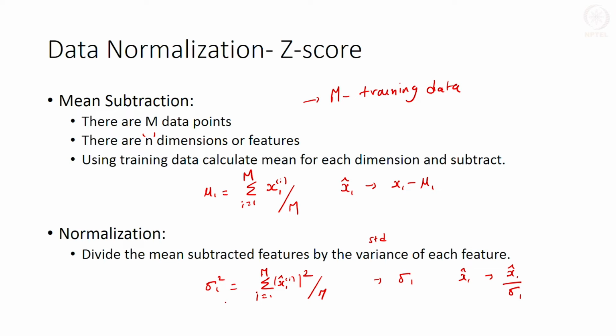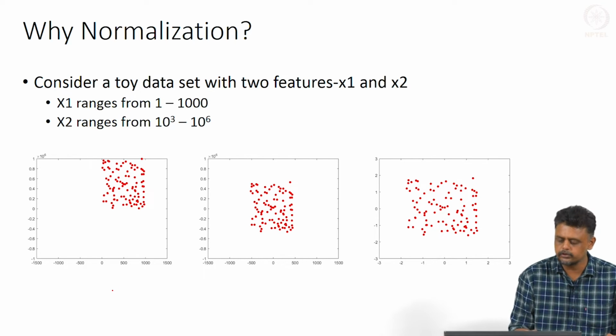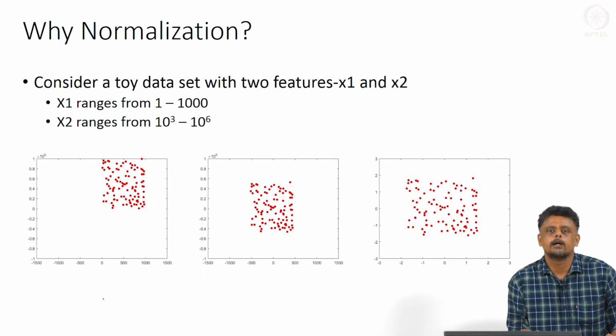This of course assumes that your data is Gaussian distributed, which might not be true most of the time. What does this accomplish? It makes your data points 0 mean and unit standard deviation, or unit variance. So why is this essential? Why do we want to do that? Before we go there, let us look at what the data looks like after the normalization.